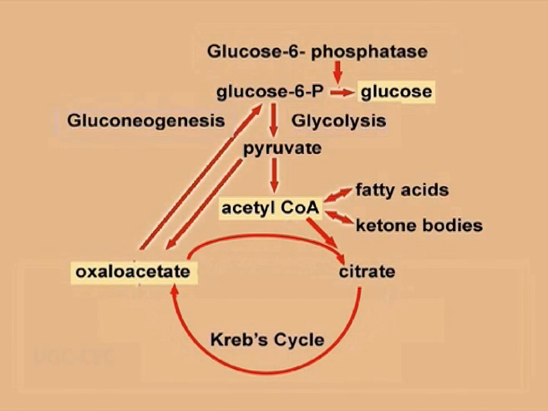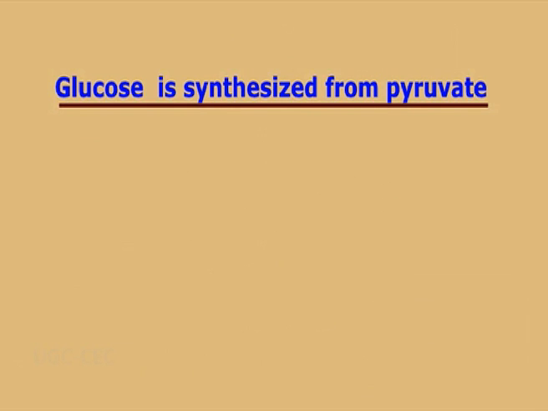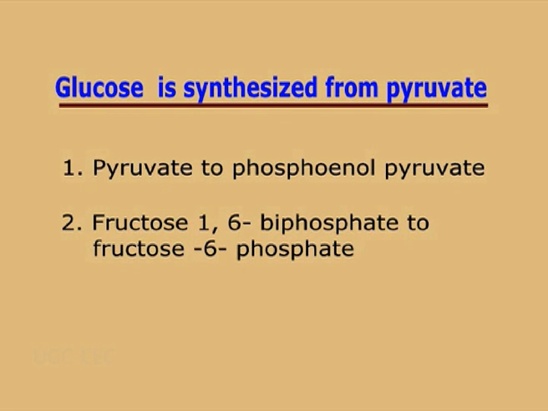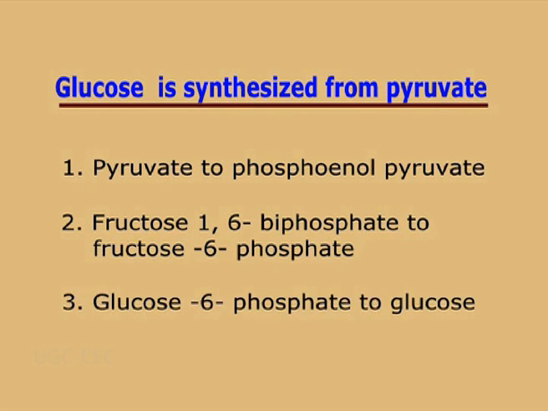In a sense, gluconeogenesis constitutes a reversal of glycolysis. Glucose is synthesized from pyruvate with three bypasses. First one is pyruvate to phosphoenolpyruvate. Second one is fructose 1,6-bisphosphate to fructose 6-phosphate. And third one is glucose 6-phosphate to glucose.